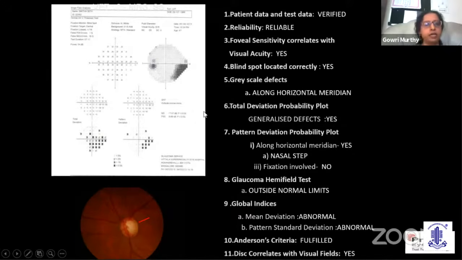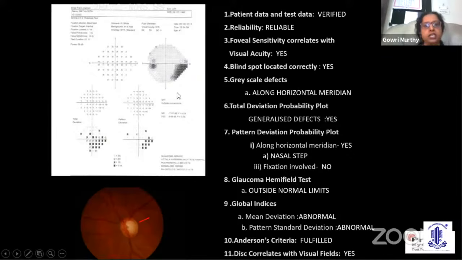In the TD plot, is there some amount of generalized loss? Yes, there is some loss over here also, but in the pattern deviation probability plot, there is a localized depression here, and it respects the horizontal meridian and is in the nasal field. So it is a nasal step. Is the fixation involved? No.